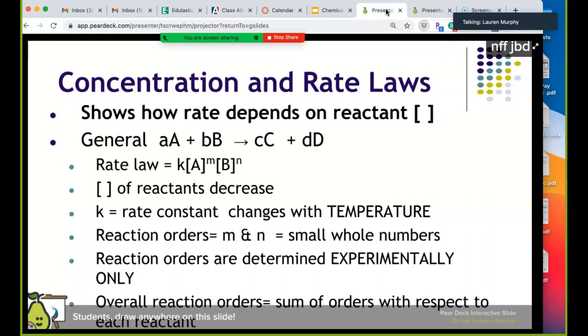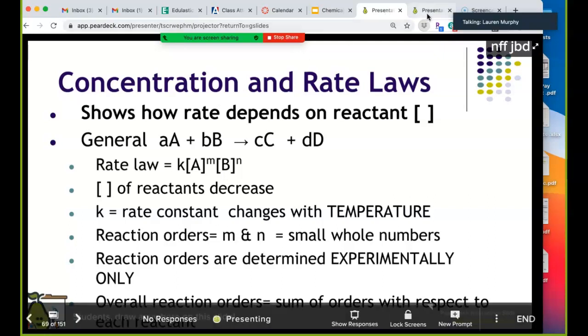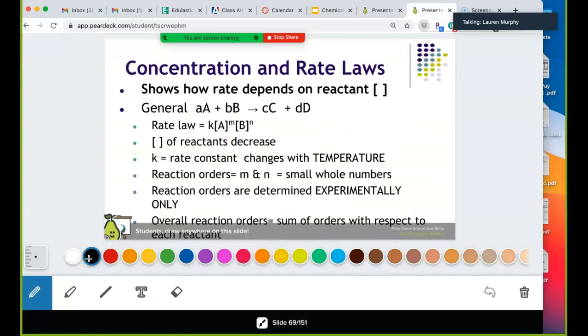Now we're going to write rate laws again. And we're going to write rate laws based on data tables now. So before, we were writing rate laws based on mechanisms. We found the slow step and we wrote the rate law based on the slow step. Now remember, when you go to write rate laws, it's always rate equals K, and then we focus on the concentrations of our reactants and we raise them to a certain power.